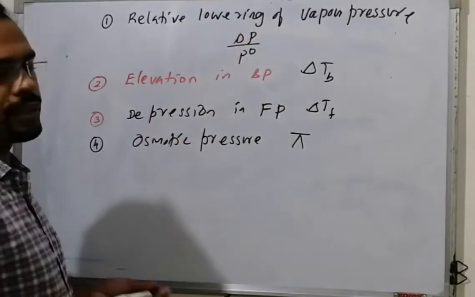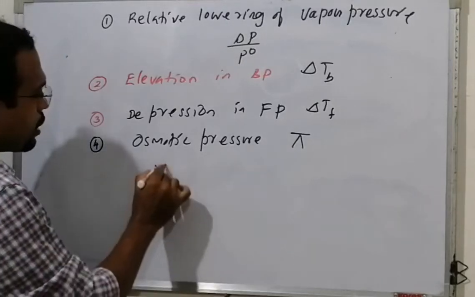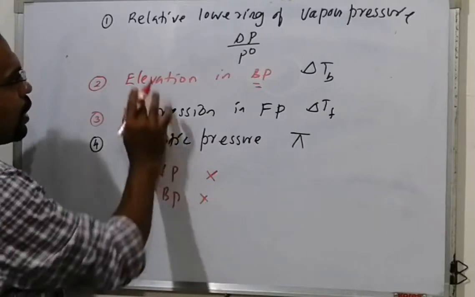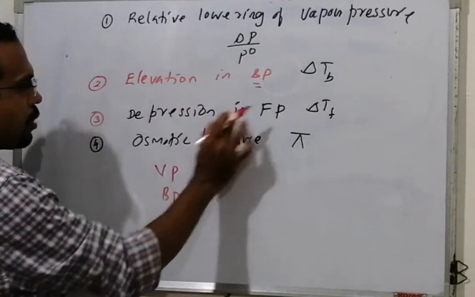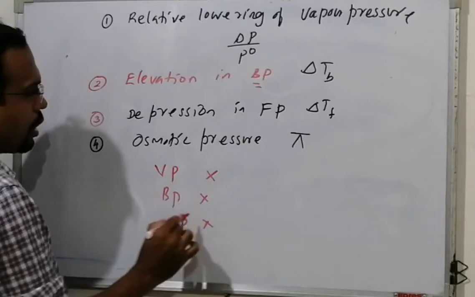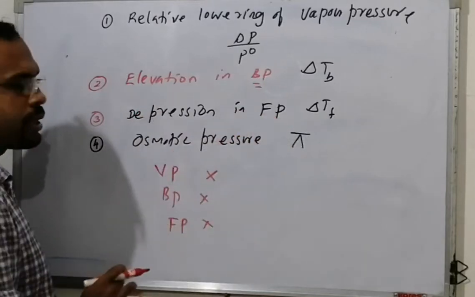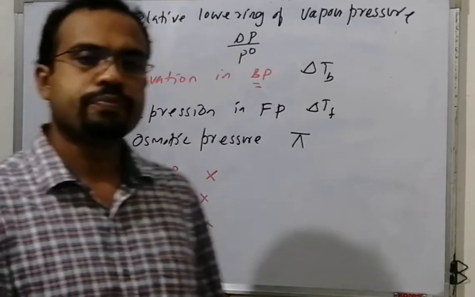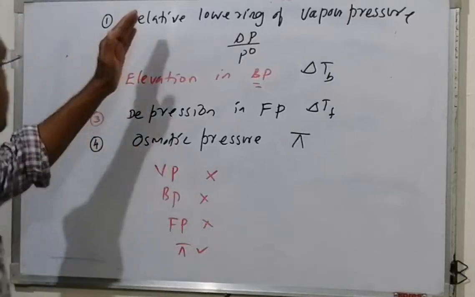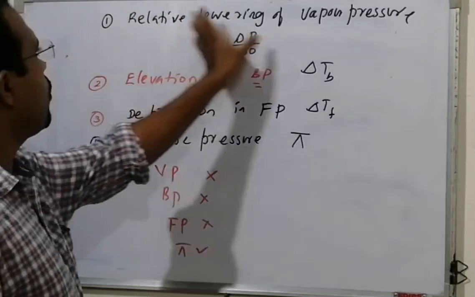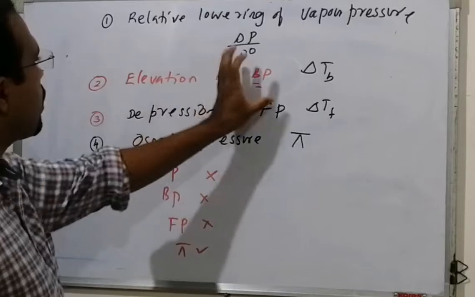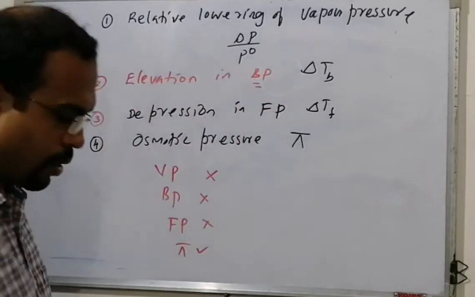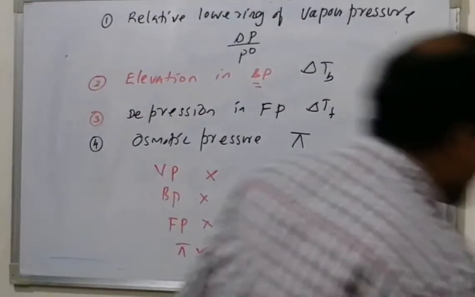Relative lowering of vapor pressure. Okay. Therefore, vapor pressure is not a colligative property. Boiling point is not a colligative property. Only elevation in boiling point is a colligative property. Freezing point is also not a colligative property. Only depression in freezing point is a colligative property. But osmotic pressure is a colligative property. Very carefully, you have to learn this list completely: relative lowering of vapor pressure, elevation in boiling point, depression in freezing point, and osmotic pressure. Okay. We can discuss one by one.